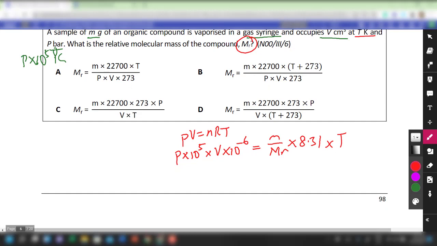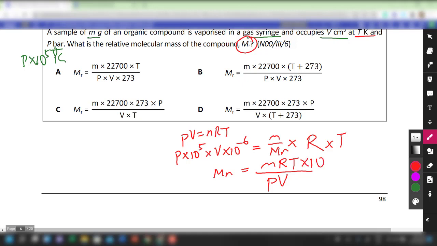If we shift the equation around, we'll get MR equals, oops, sorry, I shouldn't be writing 8.31 here. I should just be writing it as R, because there's no 8.31 in the answer. So I'm going to get MRT divided by PV. 10 to the power of 5 multiplied by 10 to the power of minus 6 is 10 to the power of minus 1. If we shift it around, we take the reciprocal, so that's multiplied by 10 over here.